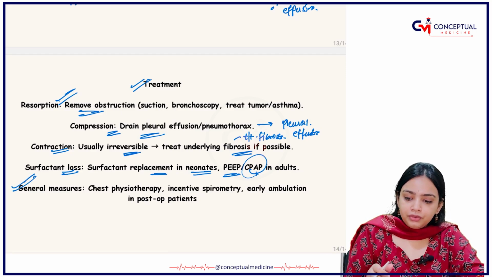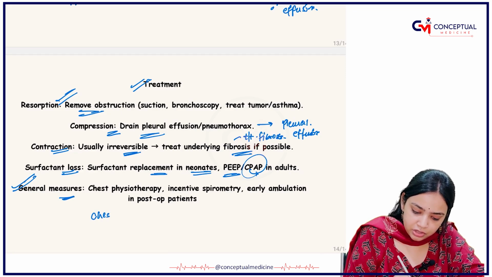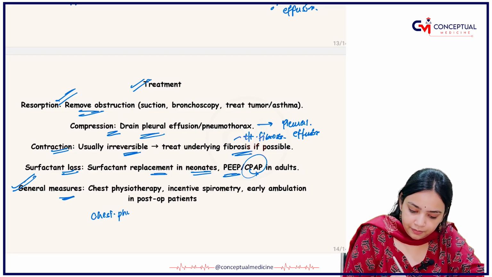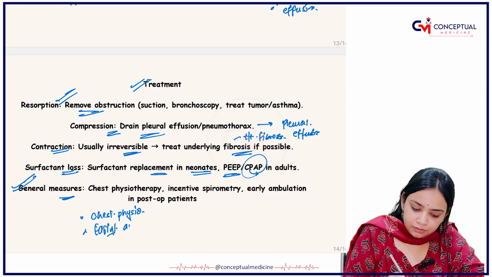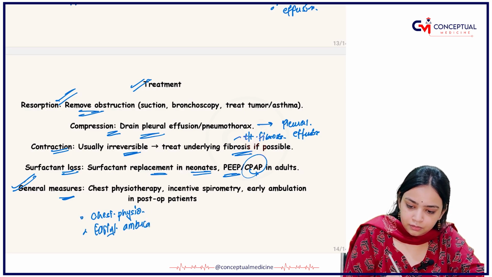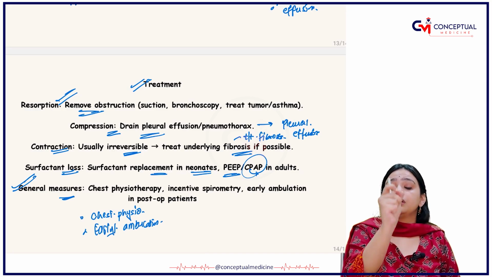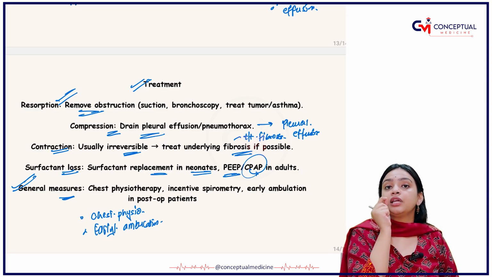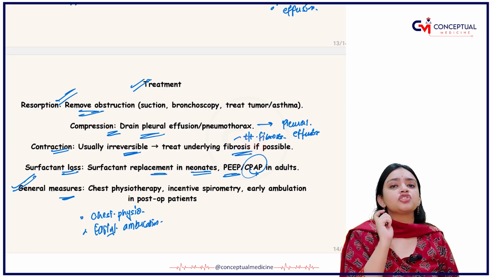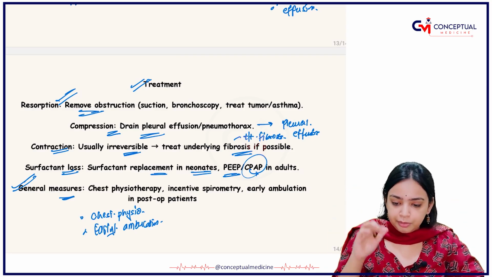General measures, what you have to take? General measures that you have to take are first the chest physiotherapy. Then you have to do early ambulation. One more thing, very important. What you have to do? You have to ask the patient for lifestyle modification, because lifestyle modification is the very first thing that should come to your mind when you are writing the treatment portion.